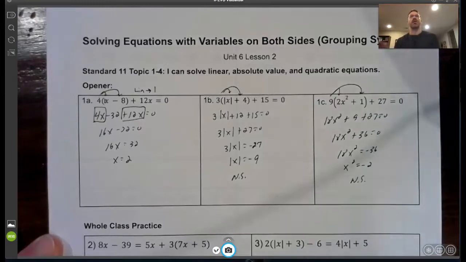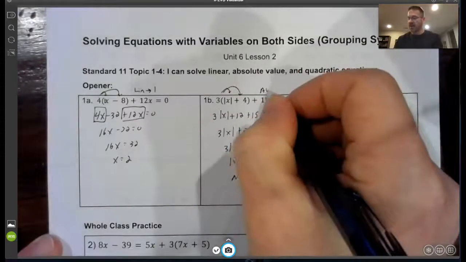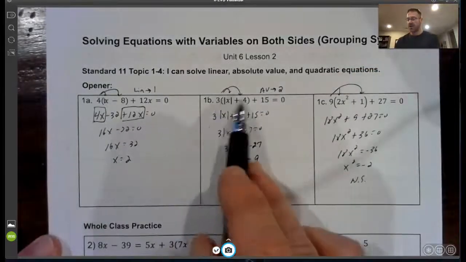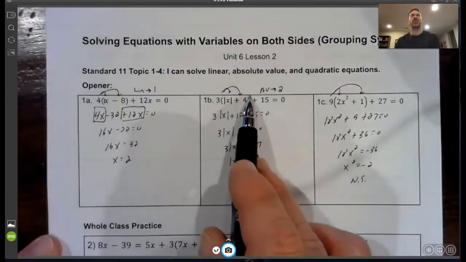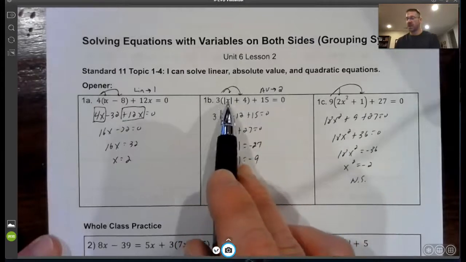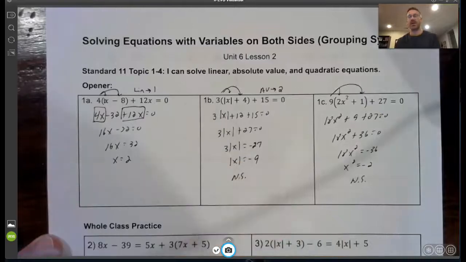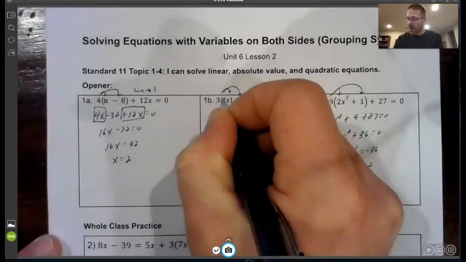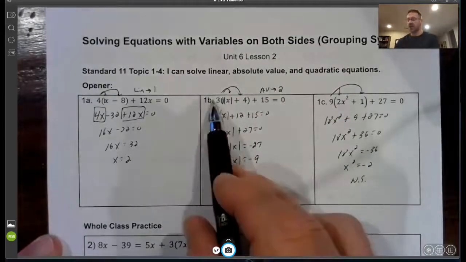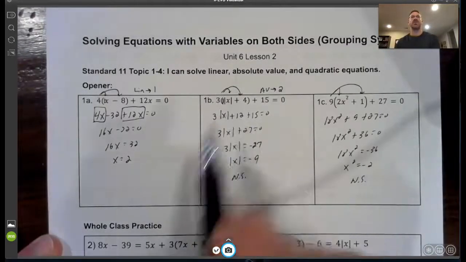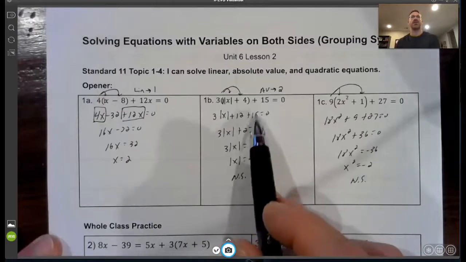Now looking at 1b, this is absolute value, and so we're looking for two solutions. Once again, I have parentheses. They're open, so there's no exponent, and I can distribute into it. I'm not distributing into the absolute value, I'm distributing to the number in front of the absolute value. Once again, there's really a 1 right here that we don't see. So this is 3 times 1, which gives me 3 absolute value of x. Then 3 times 4, which is 12. And then I have the plus 15, which I bring down.